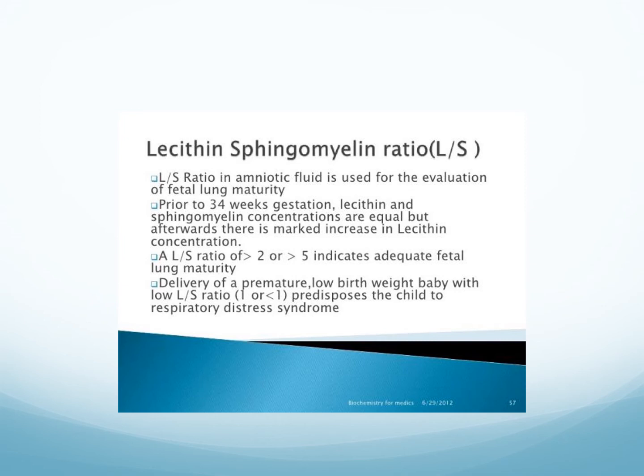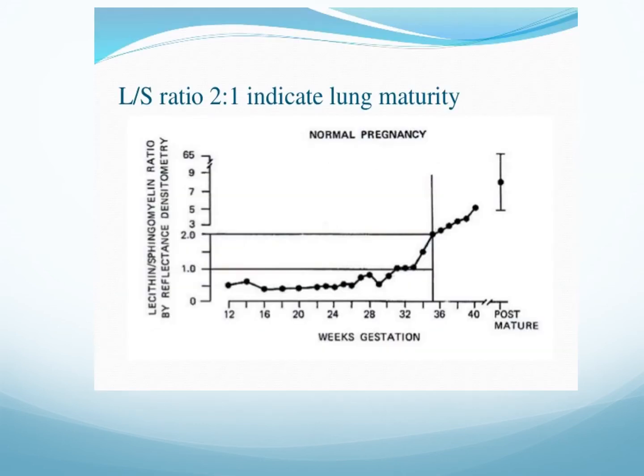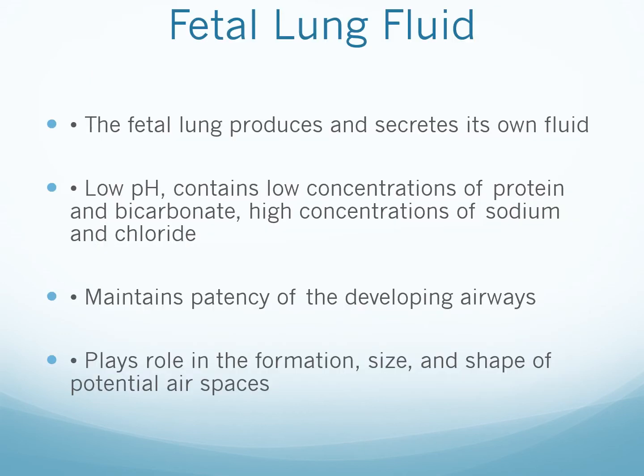Delivery of a premature, low birth weight baby with low LS ratio 1 or less than 1 predisposes the child to respiratory distress syndrome. This graph illustrates the LS ratio in relation to the weeks of gestational age. The more mature the baby, the more mature the lungs.